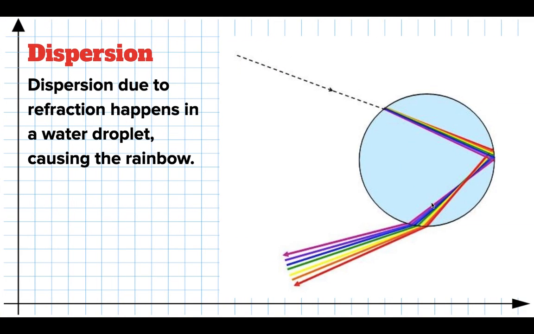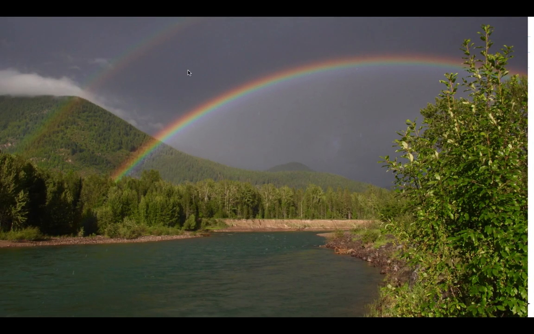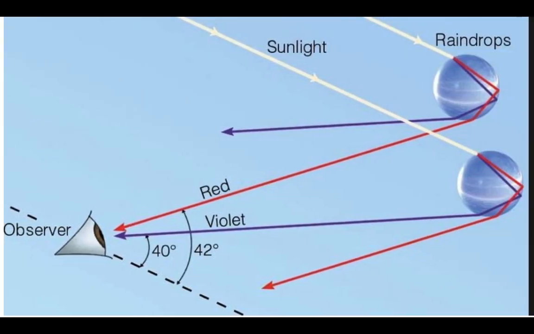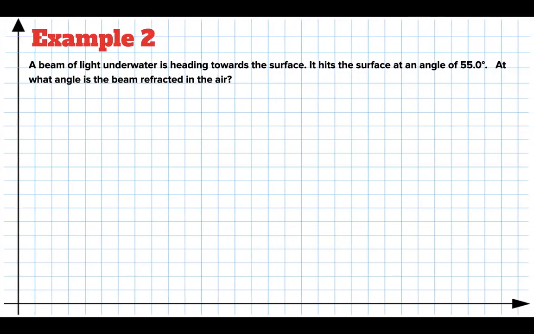Now, some of this light which hits here also is reflected and goes around here, and it goes around here, and it goes out again. And that's what causes the even fainter second rainbow. So that's just more reflections and refractions inside as the light bounces around inside the water droplet. But that's what we call dispersion, the spreading out of light.